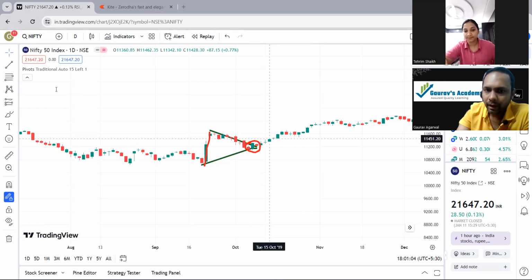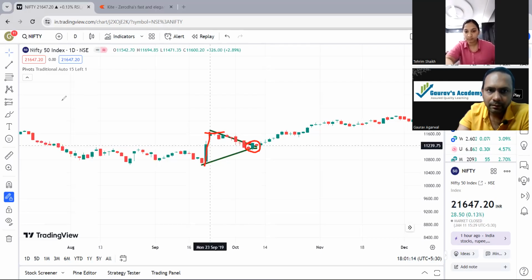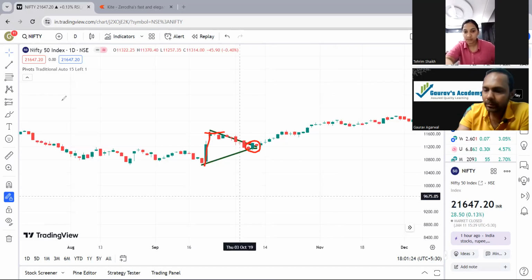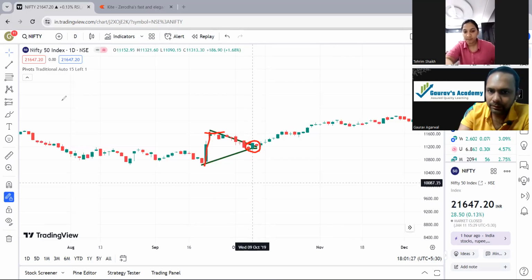And what should be my target? My target will be the high price of this candle, which is 11694. So somewhere here it is. And what will be my stop loss? Stop loss will be the low of this candle. 11090 is the low, and you can keep some buffer, maybe 10 or 15 points. That will be your stop loss.